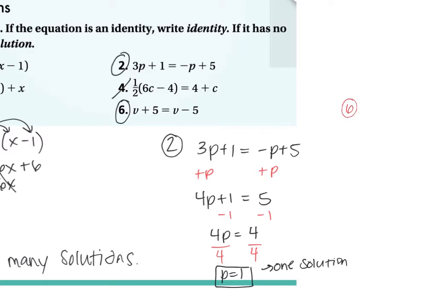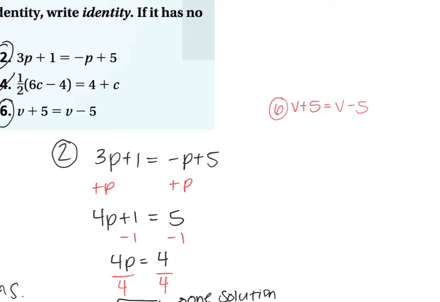Number 6. What do you think, Giancarlo? It's identity. Why? Walk me through it. Or no, it's not. Walk me through it. What would you do first for number 6? Minus v. Okay, so let's subtract v from both sides.